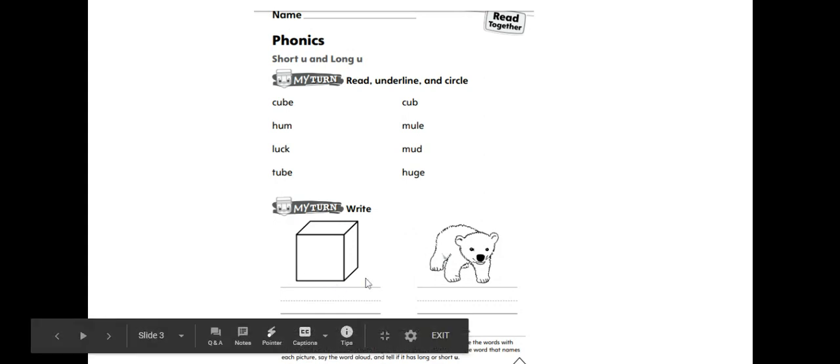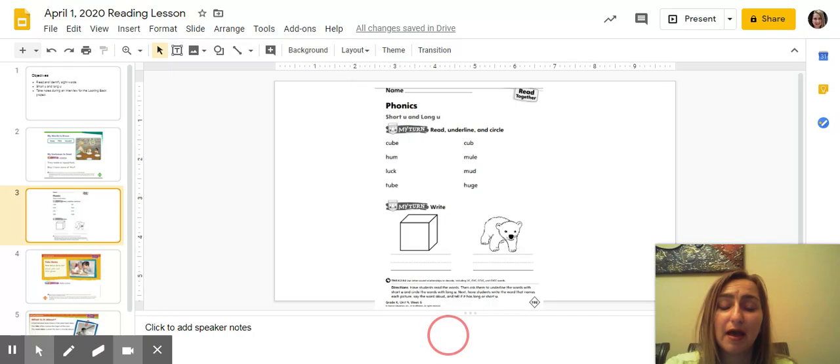We call this a cube, and we learned it in math. This is a cube. How would we spell cube? C-U-B, with a magic E at the end. Cube. This picture is a baby bear, and we call baby bears cub. Cub. So this word is going to have a short U on it. Cub. Very good.